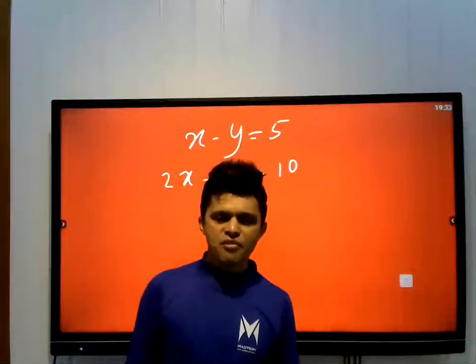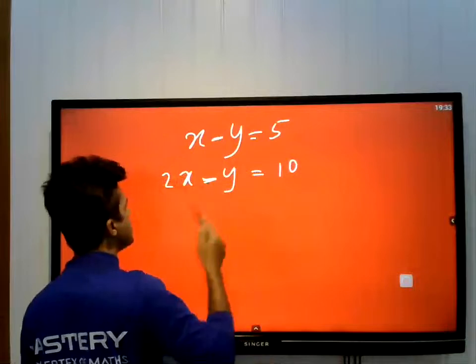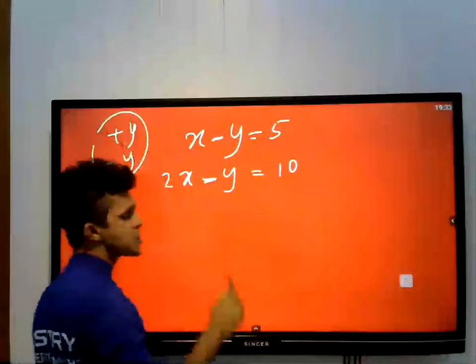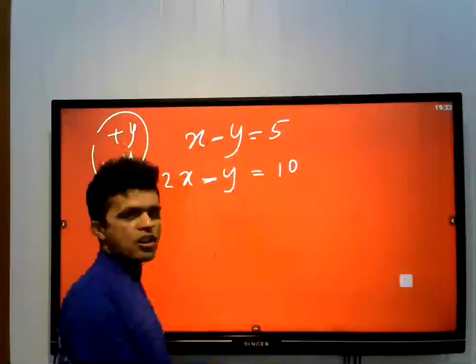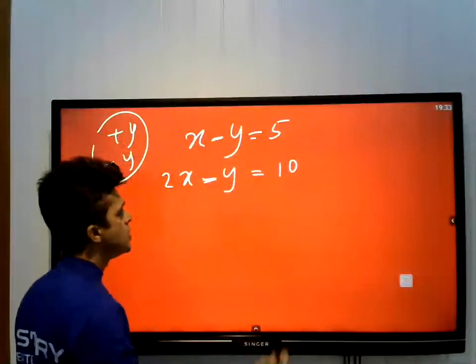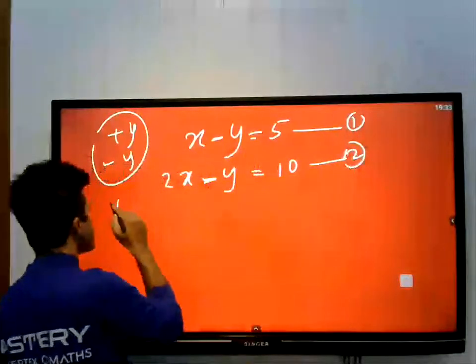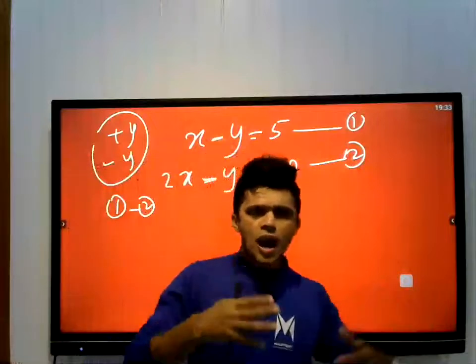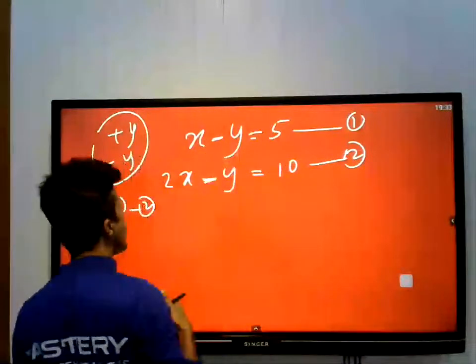So how do you get the value of x here? Here minus y, here minus y. Previously, if it was plus and minus, what did we do? The equations were added. Here it is minus y, minus y, so you could subtract the equations. If it is negative and negative, you subtract the equations, so that the term y is removed.